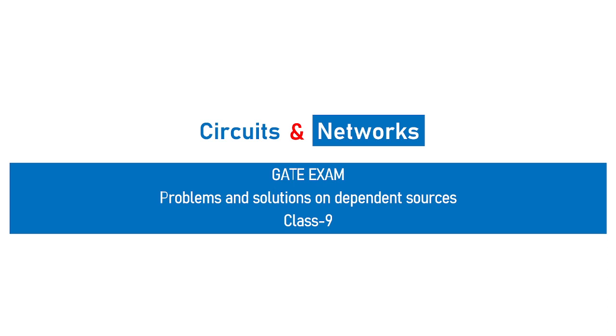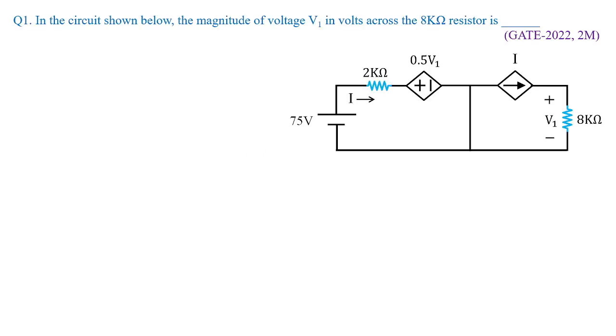In today's class 9 under GATE exam, we are going to see some more numericals, that is problems and solutions on dependent sources. In our class 8, we have seen the different basic dependent sources problems. In today's class, starting with problem 1, we will be seeing 0.5 V1, that is a voltage dependent voltage source, and I, that is a current dependent current source. This kind of problem was asked in GATE 2022 for 2 marks.